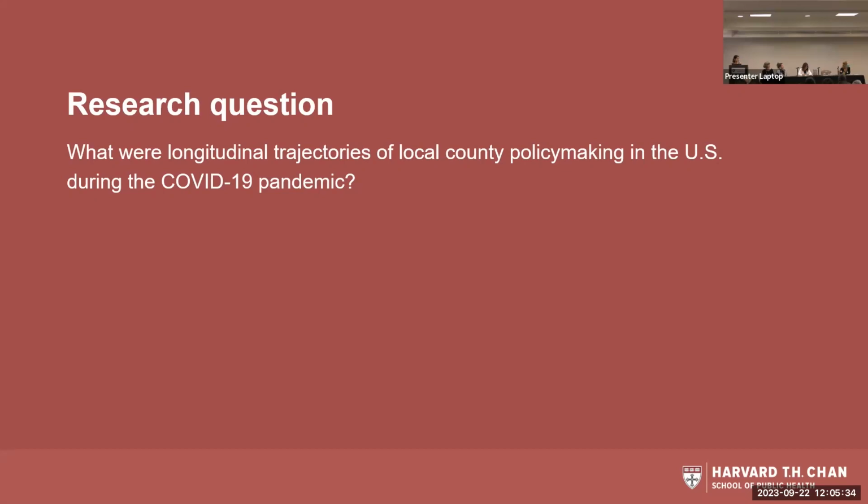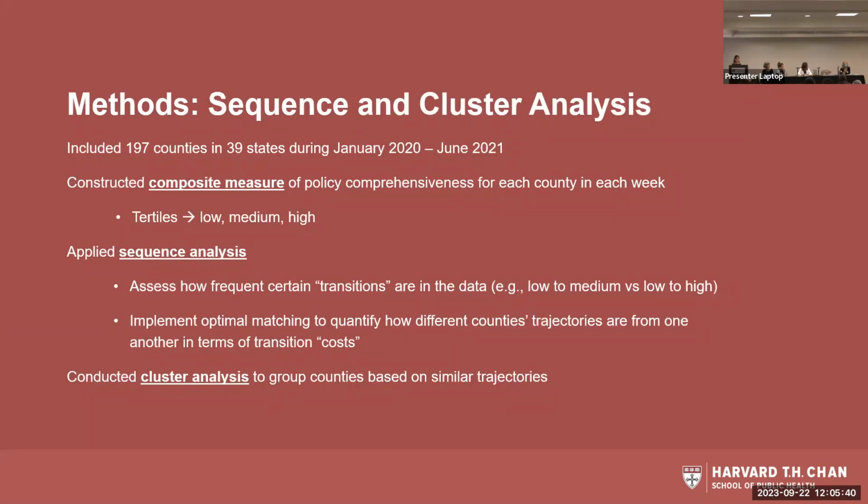Namely, I'll be describing the longitudinal trajectories of local county policymaking in the US during the COVID pandemic. So since the UCCP database collection is not complete yet, for this analysis, we used data from the first 197 counties, which were in 39 states, and we were using the time period January 2020 to June 2021.